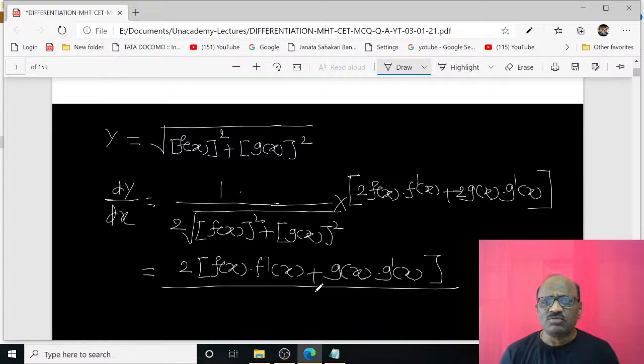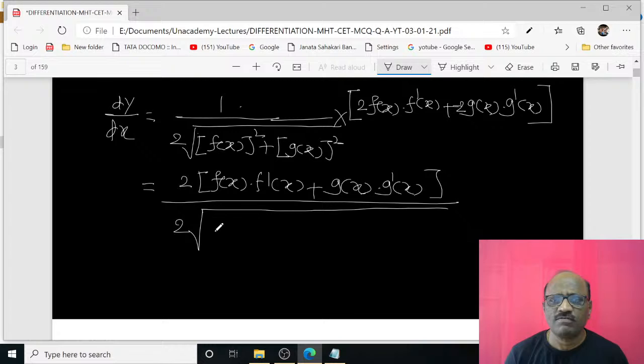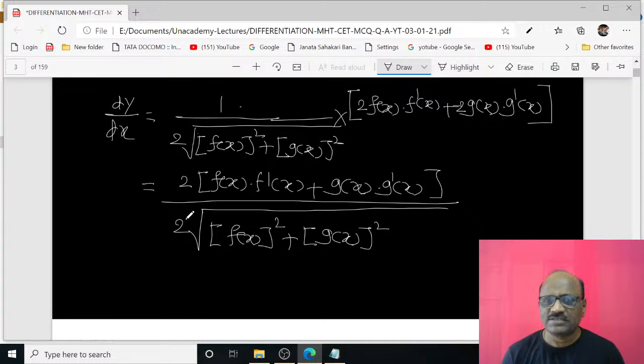Okay. Now the denominator, what is the denominator? Here is again 2 root of f of x bracket square plus g of x bracket square. Take 2 as common, then this 2 will get cancelled. And then we substitute the value of f of x at x is equal to 1.